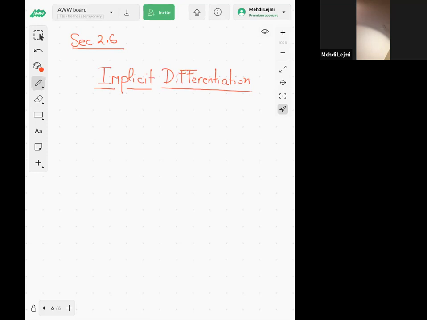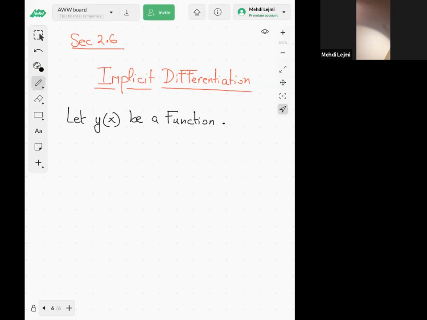Okay, so what's the idea here, guys? What does it mean, this implicit differentiation? Let's say you have some function of x. Let y of x be a function of x.